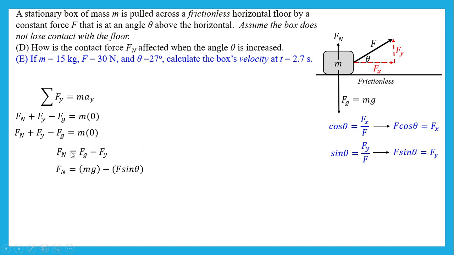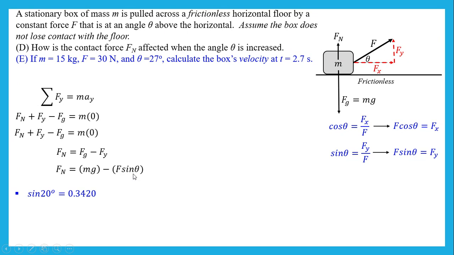Okay, so again, if you kept up with the work in the previous slide, f of n is now equal to f of g minus f of y. Therefore, expanding f of g, we have m g, but again, here g, I would plug in a positive 9.8 meters per second squared, and then f of y is just f sine theta, which is on this side. So I kept all the work over here. All right, now it asks us to assess how is f of n affected when theta is increased.